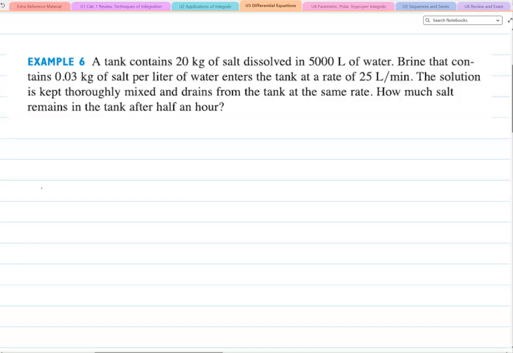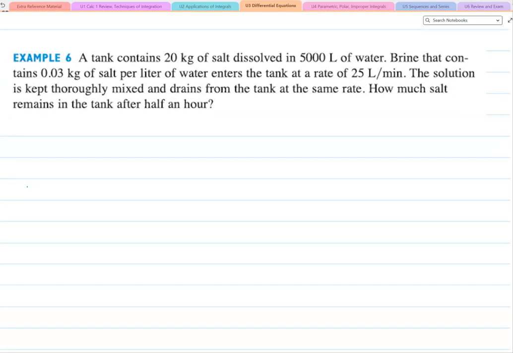Let's talk about number 6, this example number 6. This is an interesting question that involves differentials, and it's kind of an interesting setup to the problem as well. We're told that a tank contains 20 kilograms of salt dissolved in 5,000 liters of water. So we're not talking about an army tank. We're talking about a collection tank, some giant cylinder out in the field or something like that, that contains 20 kilograms of salt that's been dissolved in 5,000 liters of water.